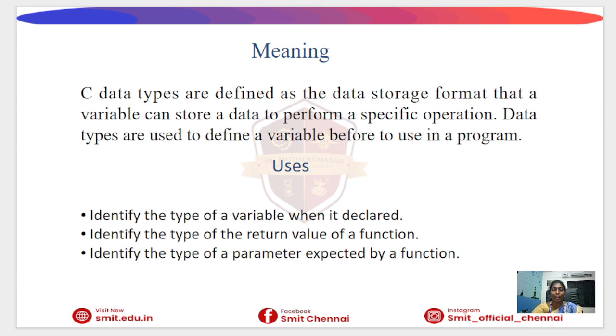Second, identify the type of the return value of a function. The data type tells what value a function returns. For example, int sum. What does it mean? It means the function returns an integer. Third, identify the type of a parameter expected by a function. The data type tells what type of input the function expects. So data types help both the compiler and the programmer. Next, we move on to the next slide.